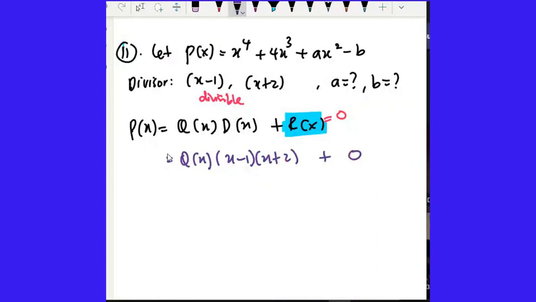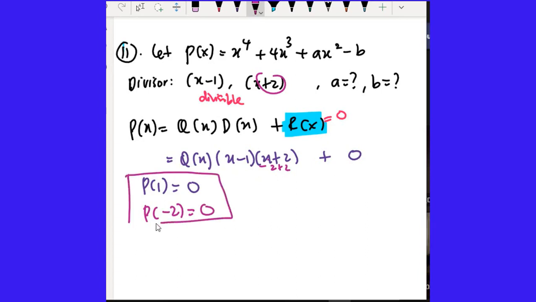Jadi sekarang ni kalau kita masukkan P of 1, masukkan 1 dalam ni kan. Jadi 1 minus 1, 0. Kalau kita masukkan P of negative 2, kita masukkan negative 2 dalam ni semua, tempat x negative 2, x ni negative 2 plus 2, also 0. So kita dapatlah dua equation ni. Nak cari value A and B.